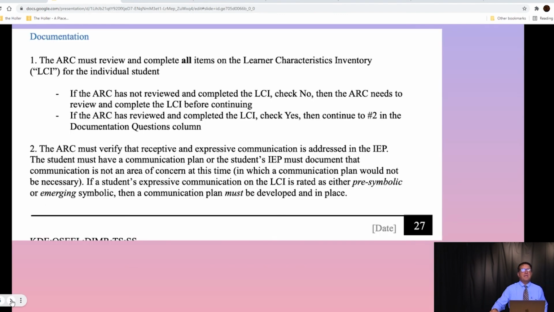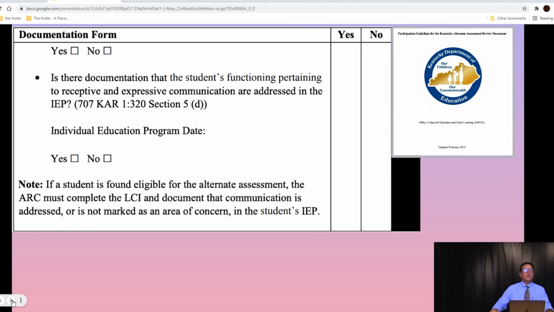So the documentation there, again, from the guidance document says that we verify the receptive and expressive communication as it is addressed in the IEP, and then we must have a communication plan on the IEP if the student has a rating on the LCI that's either pre-symbolic or emerging symbolic. Then a communication plan must be developed and in place. Now, this is further looking at this rating.